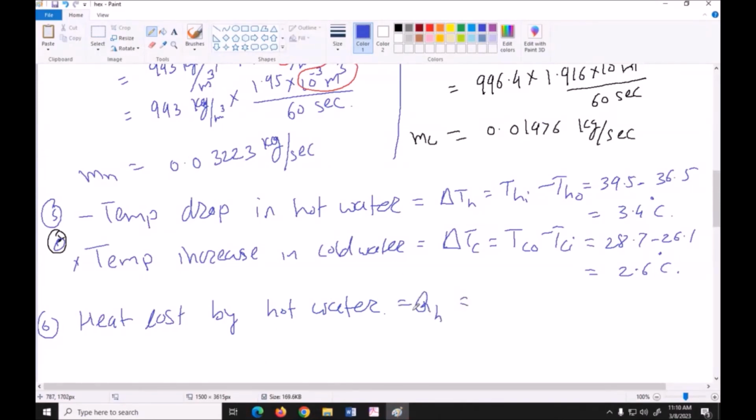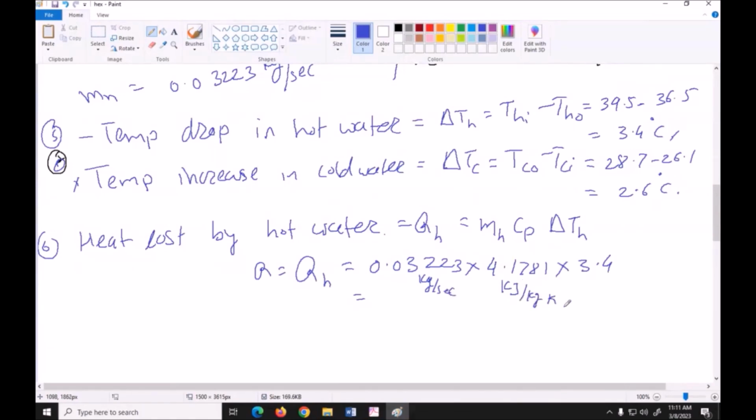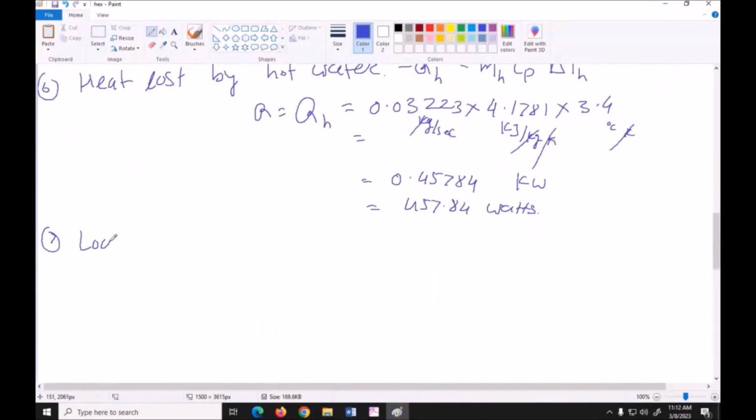I will not consider it because my attention is focused on hot water only, not on cold water. So QH is equal to MH Cp H delta TH. The units are kilogram per second, kilojoules per kilogram Kelvin or degree centigrade, and degree centigrade or Kelvin. So kilogram gets cancelled, and kilojoules per second is nothing but kilowatt. 0.45784 kilowatt is equal to 457.84 watt.